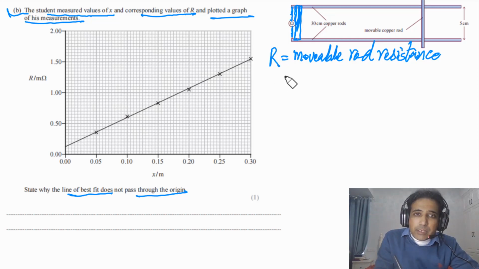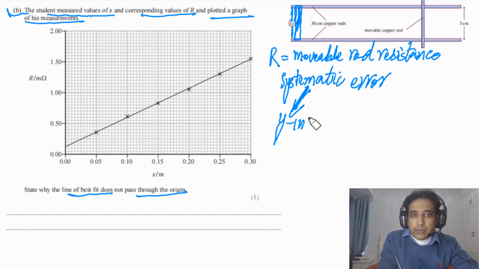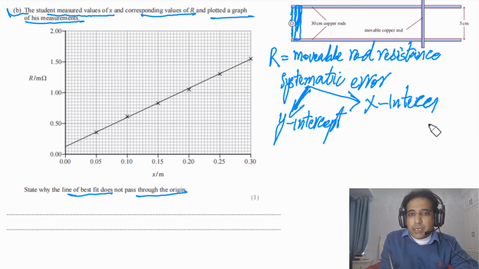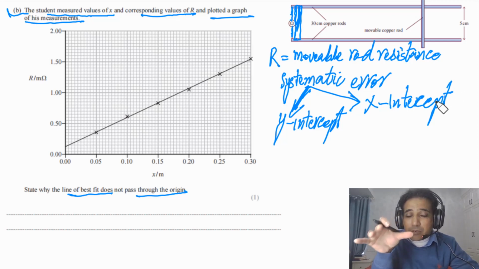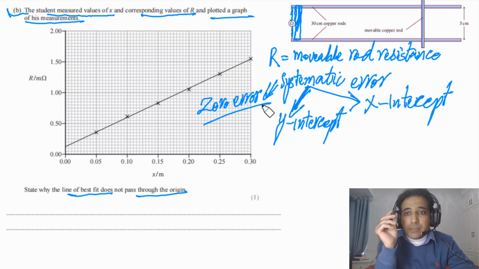So now let's try to understand a little bit about systematic error. This is a common point you can write down, systematic error. If there is a systematic error on the graph, how will we see it? We will see it in the form of a y-intercept, or there will be an x-intercept. If there is an x-intercept or a y-intercept, it means there is a systematic error. An example of systematic error is zero error. So these points we can talk about.